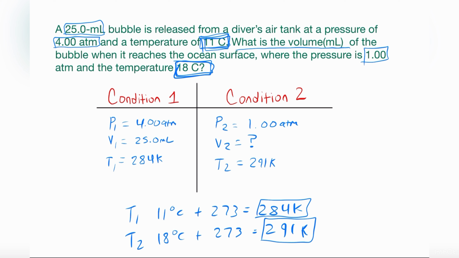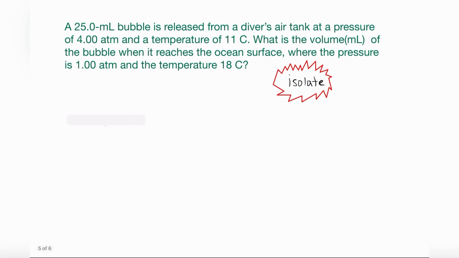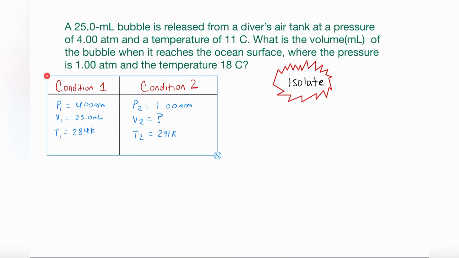All right, so now we have everything that's needed. And so what I'll go ahead and do, and I love this feature, I'm going to copy this and paste it here. So we have our conditions ready. Now what we need to do is isolate. What are we looking for? We are looking for the volume, right? So that's what we're looking for. We have all the necessary things we need to plug into our equation. But first we have to isolate that V2.